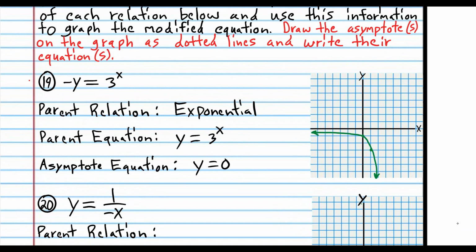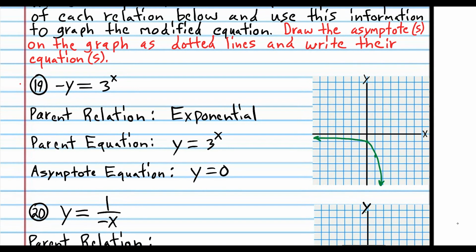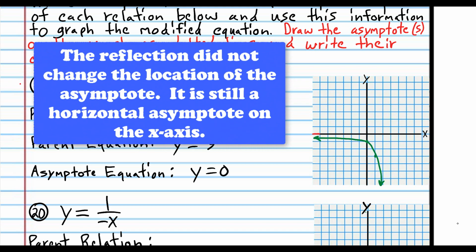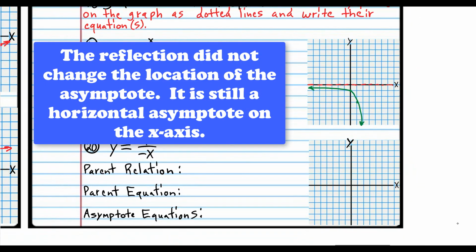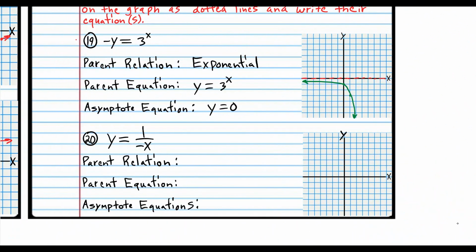Okay, so remember we're supposed to draw our asymptote line. So this graph has an asymptote line there, so I'm going to draw that dotted line right on the x-axis. Okay, I know it's hard to see the asymptote, but all right, on to the next one.